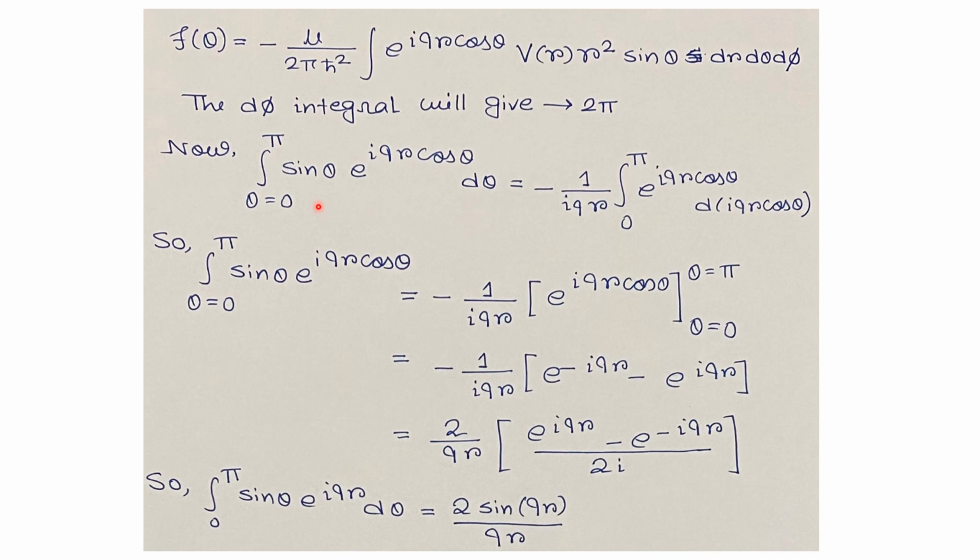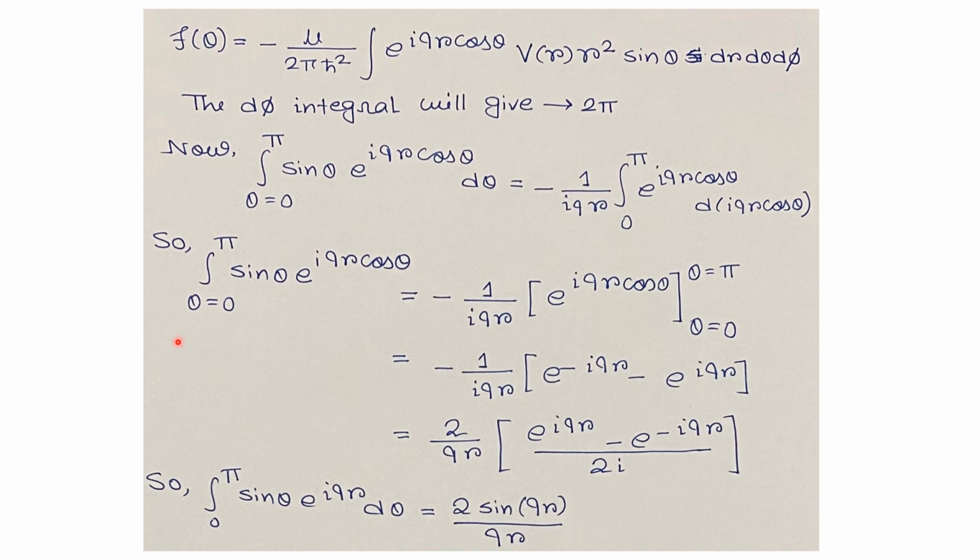So this we can write as minus 1 by iqr times the integration from 0 to pi of e to the power iqr cos theta times d of iqr cos theta. Basically, d of iqr cos theta will give minus iqr times sine theta d theta, and that minus minus will give plus, and iqr will get cancelled out. Basically, as a result we will get this expression. So we have rearranged this integral like this.